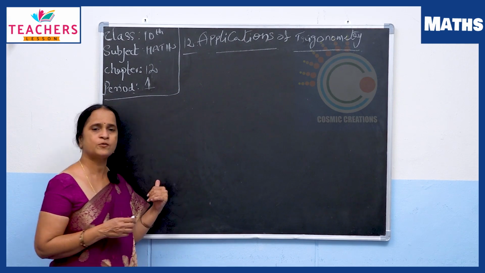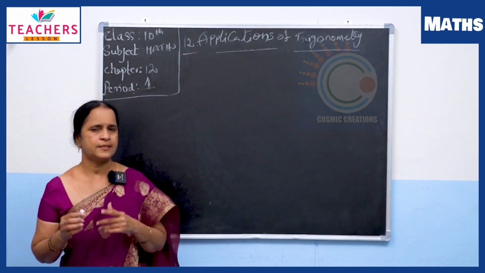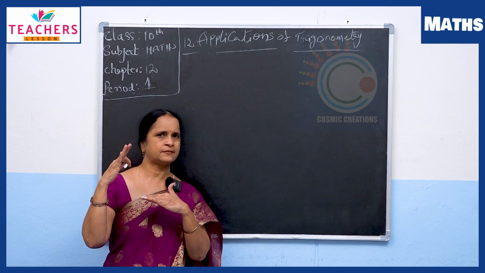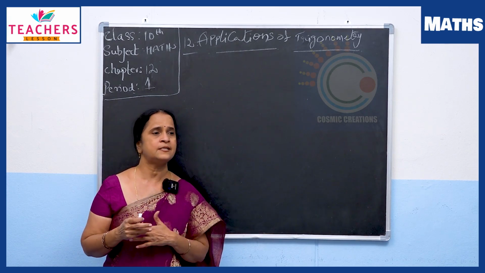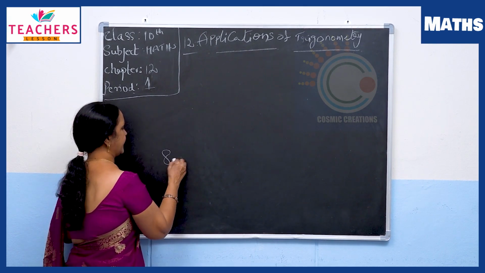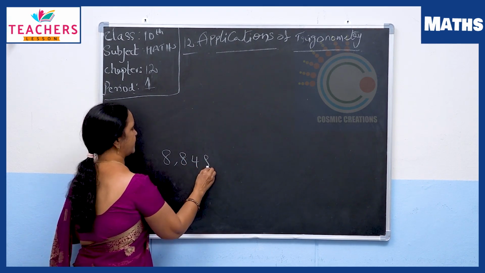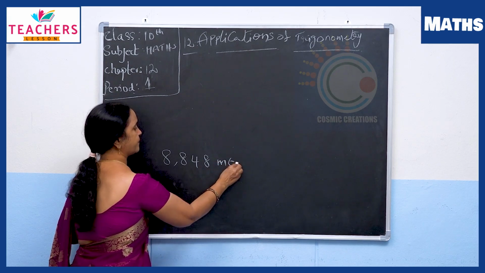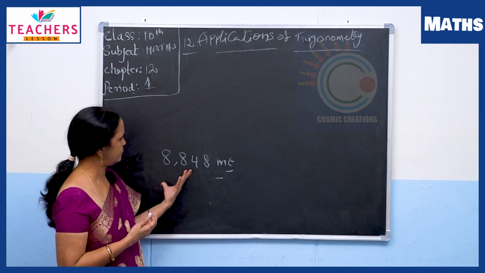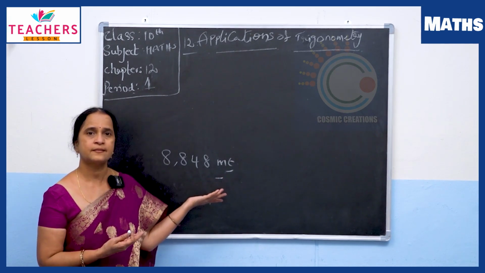In social, you have studied the highest mountain peak in the world is Mount Everest. That height is 8,848 meters. How do we know about this height?